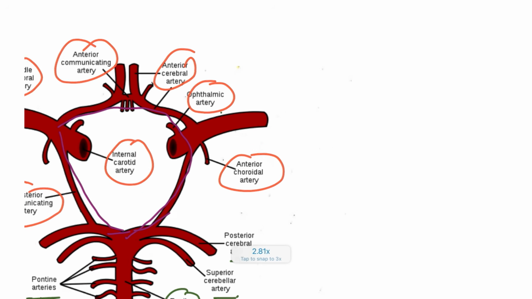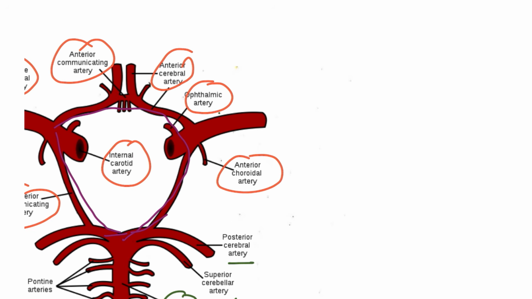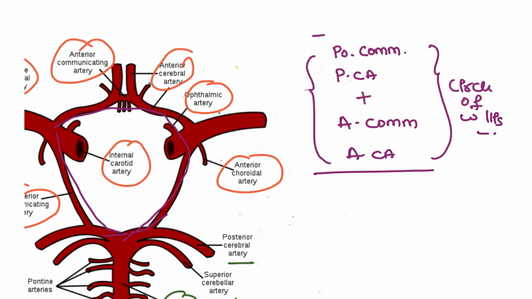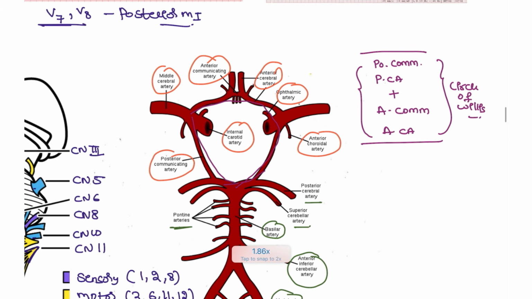The circle of Willis is formed by the posterior communicating and posterior cerebral artery plus the anterior communicating artery and anterior cerebral artery. So these four structures are forming the circle of Willis. Remember that the MCA, the middle cerebral artery, is not involved here.